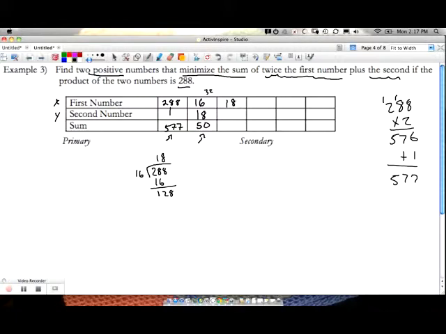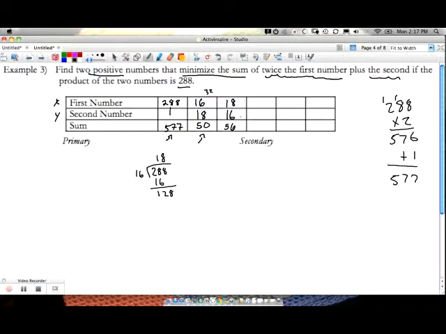Well, we could also do 18 and 16 because those two multiplied to 288. But now we're going to double the first one and only one time the second one. So that's going to be, let's see, 18 times 2 is 36 plus 16. That's going to be 52. Okay, so that's a little bit bigger.